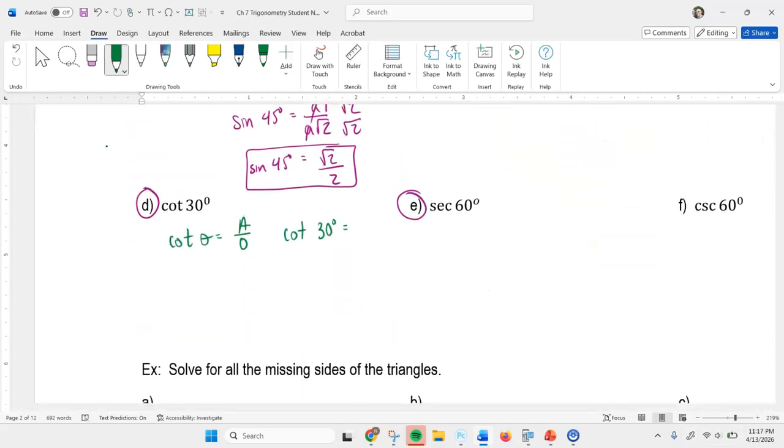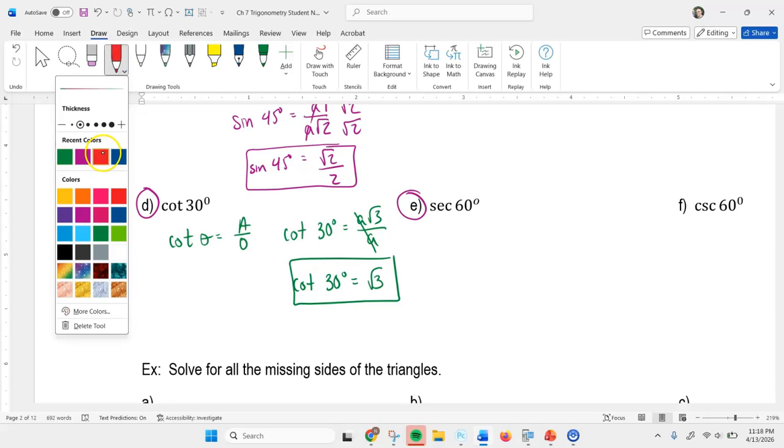So it would be a square root of 3 over a. To simplify this one, the a's cancel out. So we say the cotangent of 30 degrees is just square root of 3. Let's do one more together.